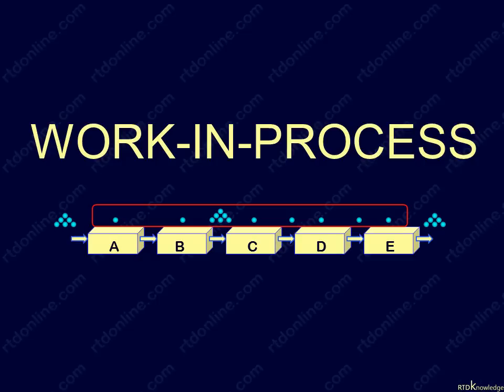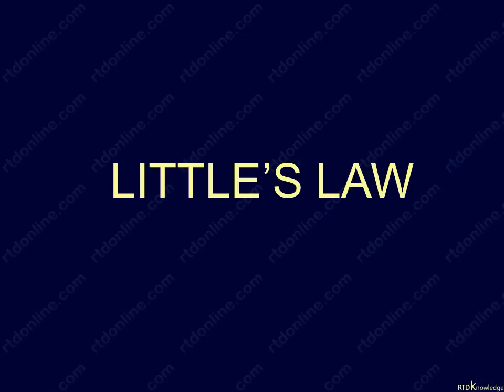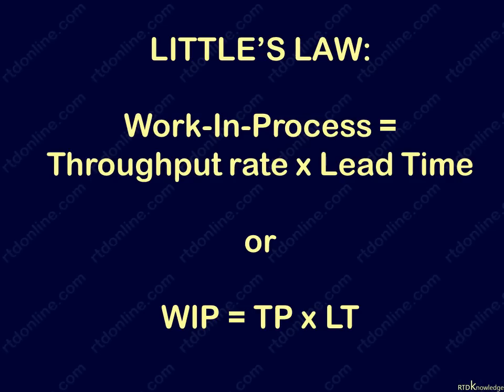To find out the work in process of any process, we will use Little's law, named after John Little, who provided its mathematical proof. Little's law simply states that the work in process is the throughput rate or output rate of the process times the process lead time. Little's law applies only to stable processes or those in steady state. As we have learned, a process is stable when its input and output rates are the same or stable. We've seen earlier how a process moves from transient to steady state.